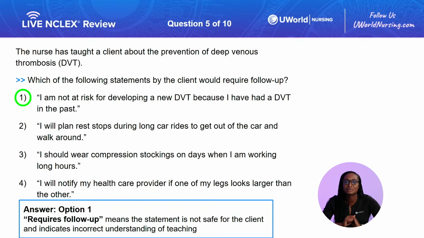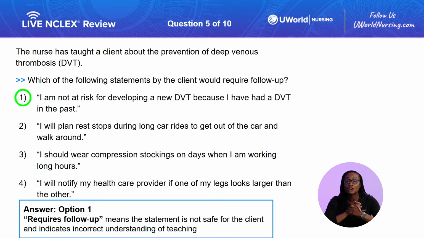So, correct answer for this one is option 1. I am not at risk for developing a new DVT because I have had a DVT in the past. Going back to the question, we're looking for statements that would require follow-up, meaning that they are incorrect statements. We know with DVTs, if you had one before, it actually increases your chance of getting another one and having it more frequently. So these clients are going to be put on anticoagulation medication forever, because once you have it once, it kind of ruins your streak record, and you've got to be on the watch out for them for the rest of your life. So that is the incorrect statement that would require follow-up.